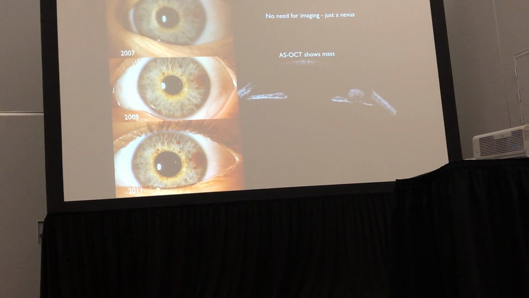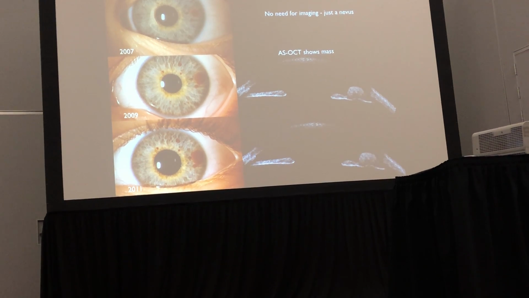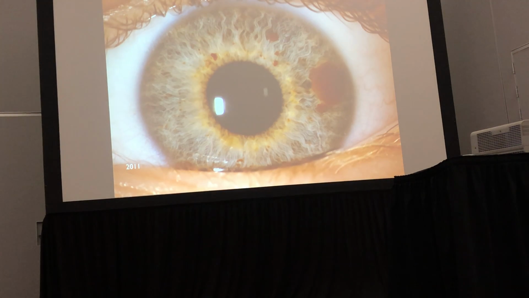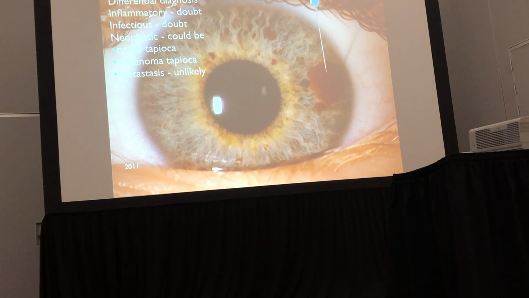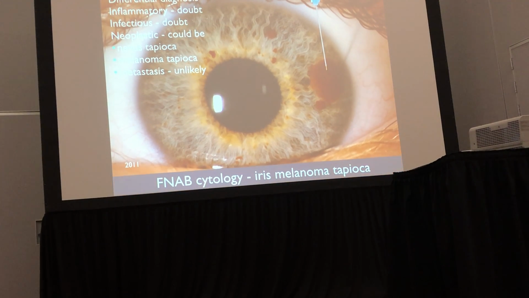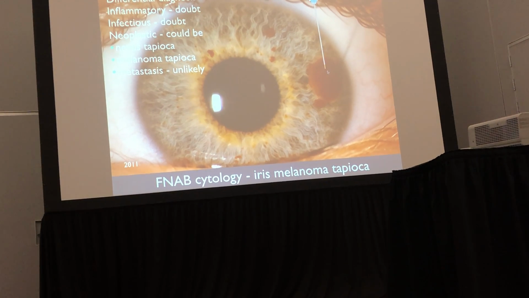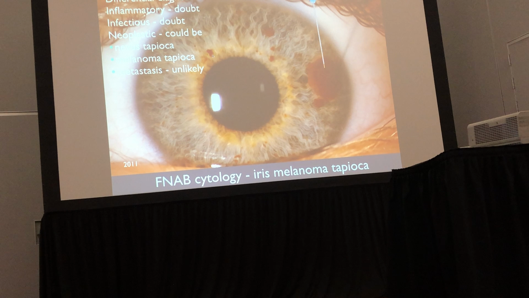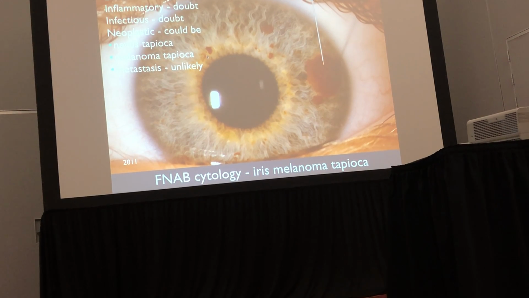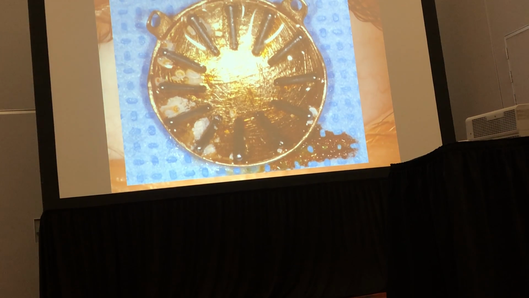Well, we followed him, and 2 years later, they're even bigger. And the ASOCT showed them bigger. So at this point, with them bigger, we did fine needle aspiration biopsy. And believe it or not, this proved to be iris melanoma tapioca. Not one tumor, but there's 1, 2, 3, 4, 5, 6, 7, 8, 9, more than 15 tumors on this iris. You can see the tapioca melanoma even down here. So we had to irradiate the entire anterior segment.